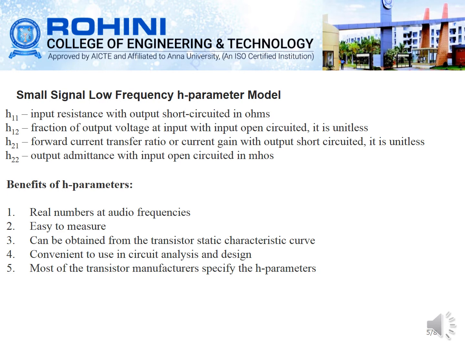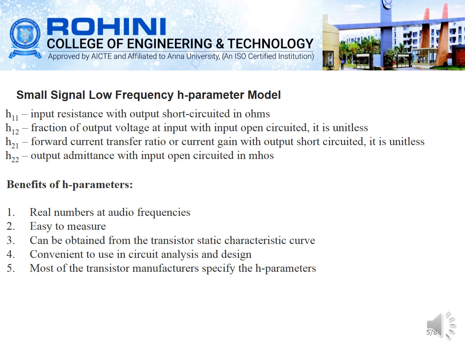We call h11 the input resistance with the output short circuited, which we calculate in terms of ohms. h12 is the fraction of the output voltage at the input with the input open circuited, so it is unitless. h21 is the forward current transfer ratio, or we can call it the current gain with the output short circuited, so it is also unitless. Then h22 is the output admittance with the input open circuited.